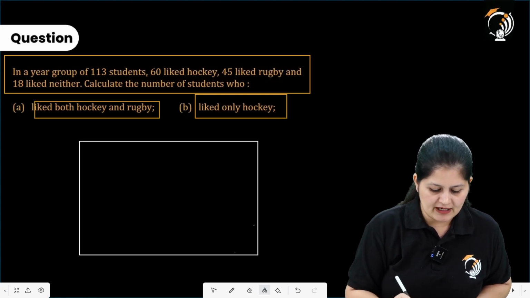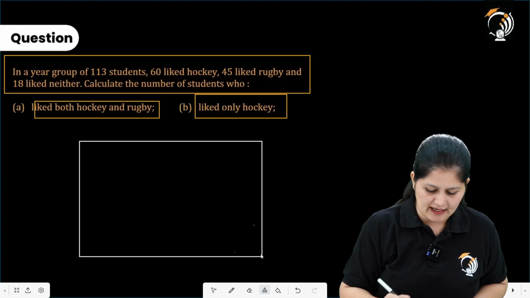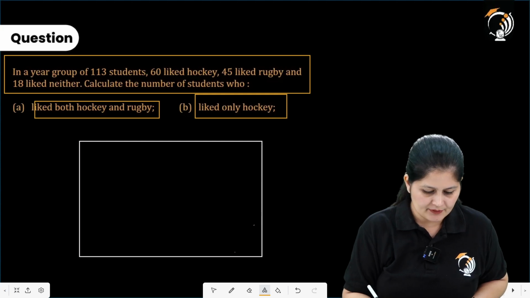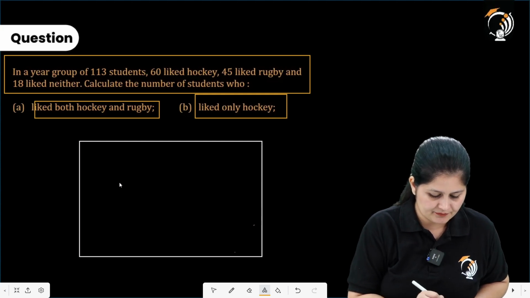So here we have the universal set, and then we are going to make the circles for hockey and rugby.